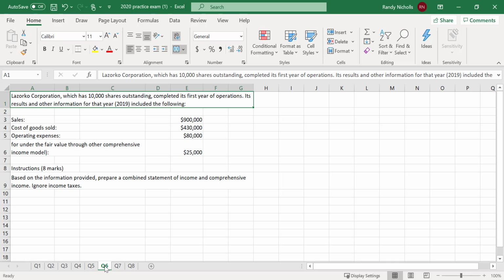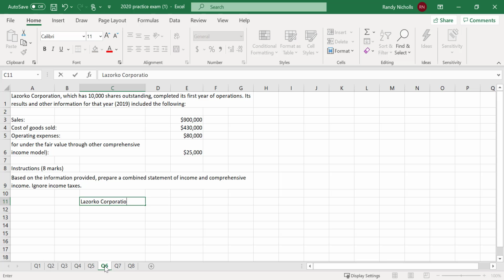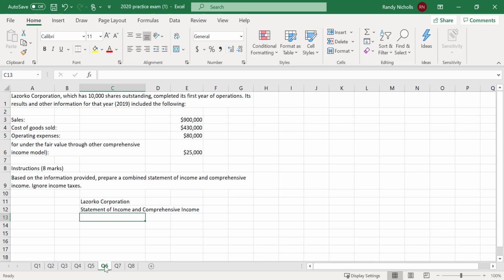This company had some shares outstanding. Here's some information. Based on the information, prepare a combined statement of income and comprehensive income. Ignore income taxes. All right. So again, I need a title. Statement of, and it's a combined one, so make sure you get them both in the title. It's 2 different statements, so you need to have them both. And it's an income statement, so it's for a period of time. I guess December 31.